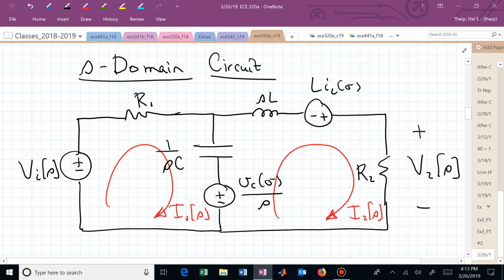So what about the voltage of the capacitor? We'll talk about that later, but in the KVL, if we were writing a KVL equation, we would say, oh, plus V sub C of 0 minus over S. So we had minus V sub I, and now we had plus V sub C of 0 minus over S. Now while we're here, so those are the sources.